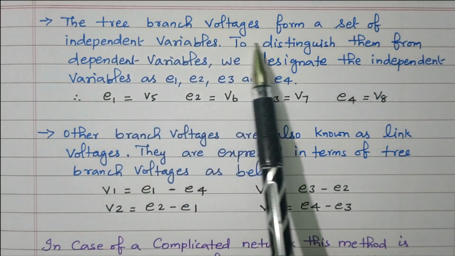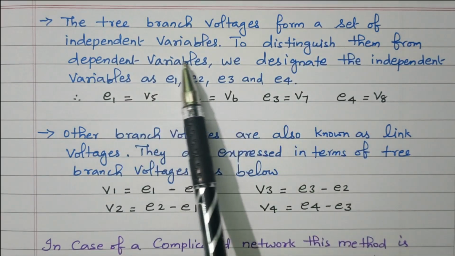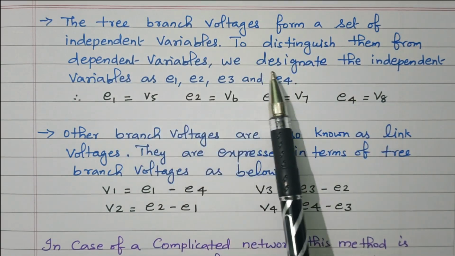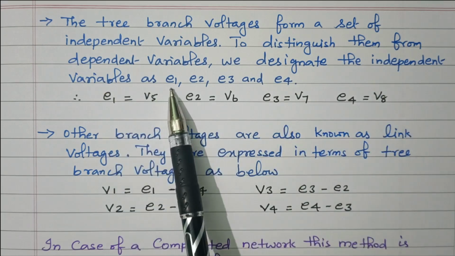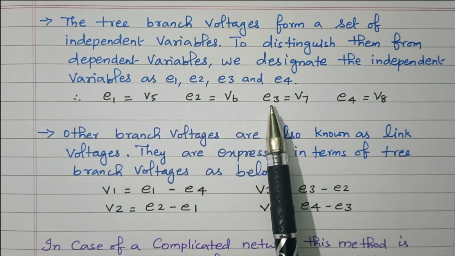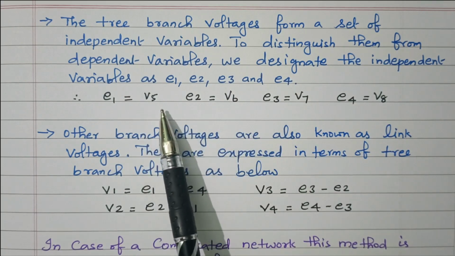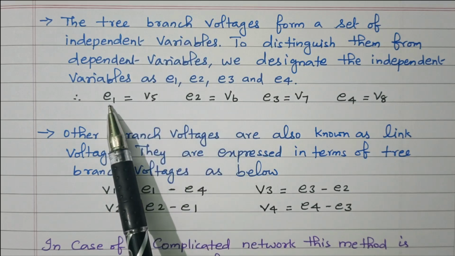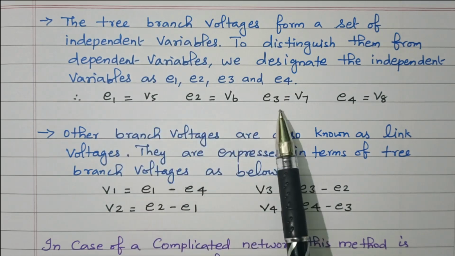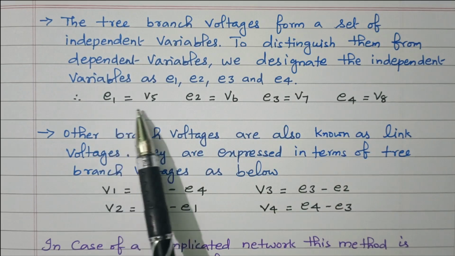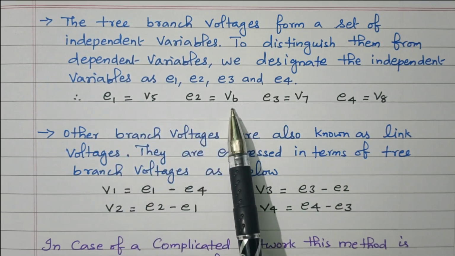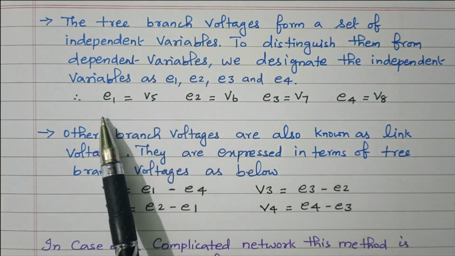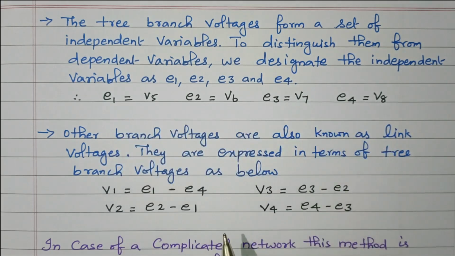The tree branch voltages form a set of independent variables. To distinguish them from the dependent variables, we designate the independent variables as E1, E2, E3 and E4. So V1, V2 up to V8 are the branch voltages, and the tree branch voltages are indicated by E1, E2, E3, E4. E1 is equal to V5, E2 equal to V6, E3 equal to V7, E4 equal to V8. So we can identify the tree branch voltages.